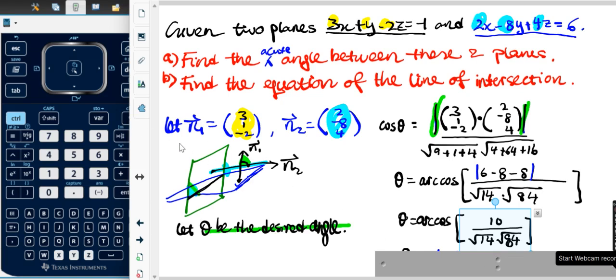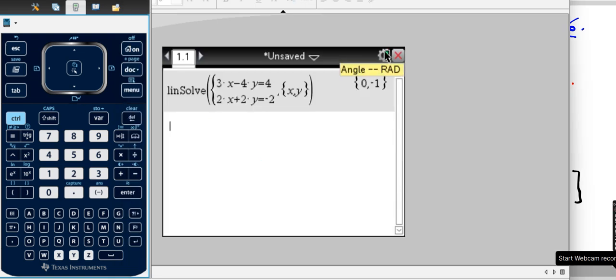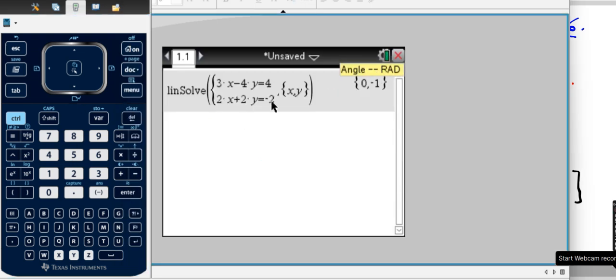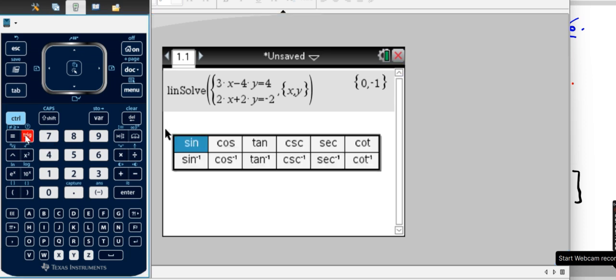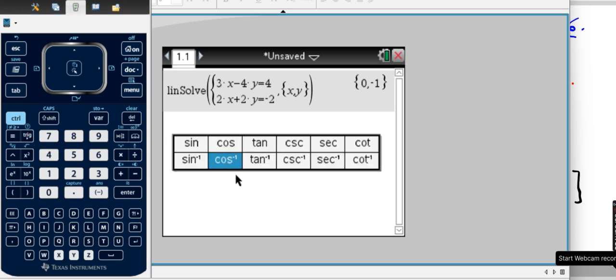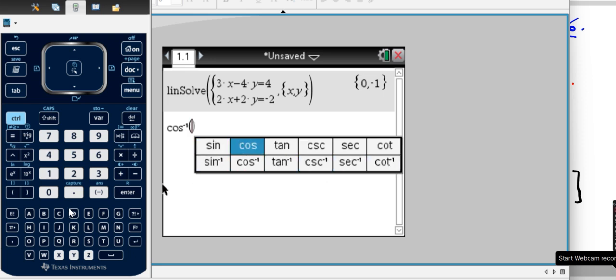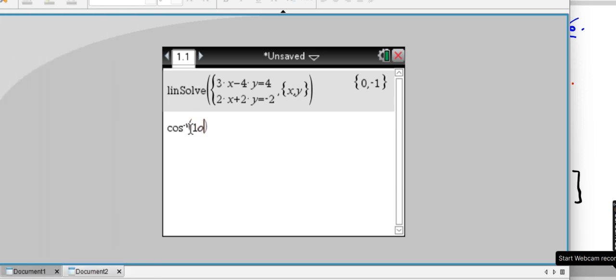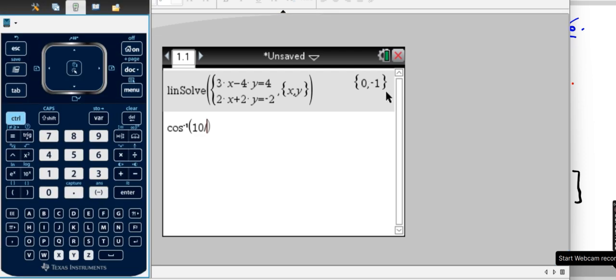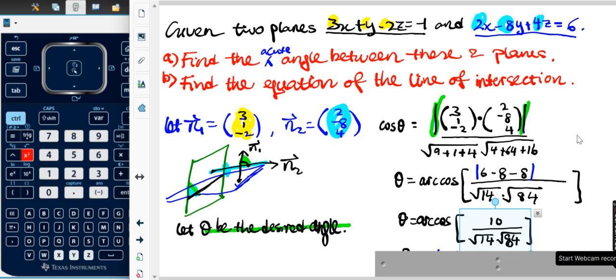See, this is arc cosine. Make sure your calculator is in the radian mode like this. So now arc cosine is this button, arc cosine over here. And then I put in 10. Right, 10 here. Put 10 divided by square root of, over here, square root, this one, right, square root of, what do we need?